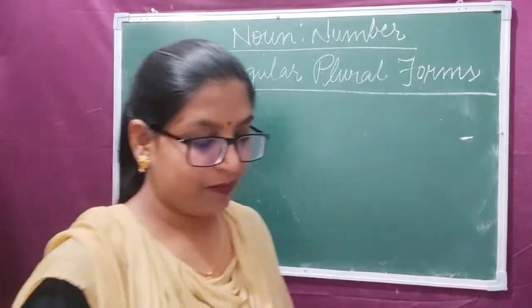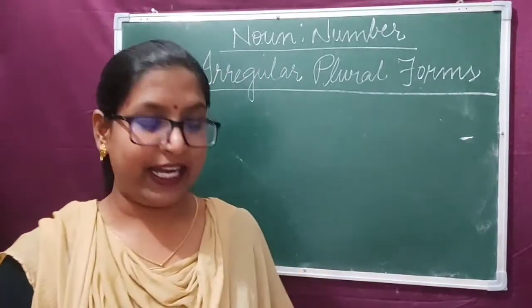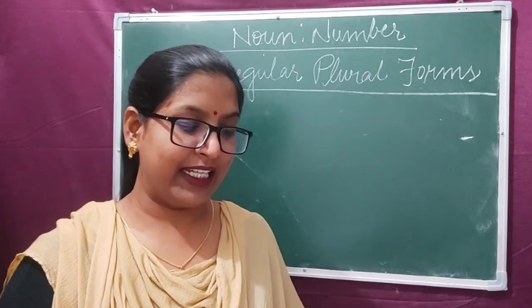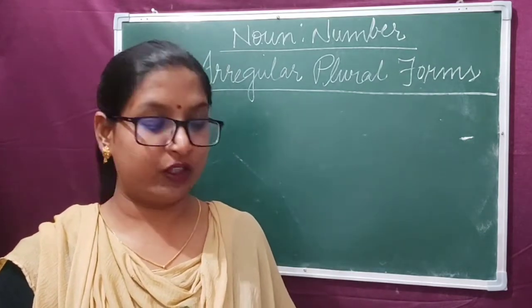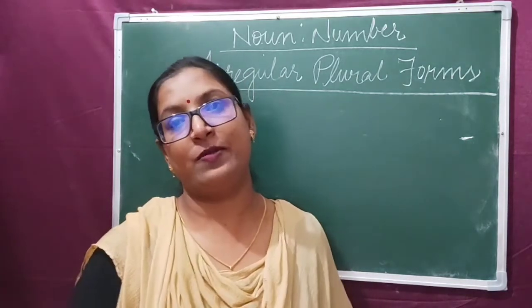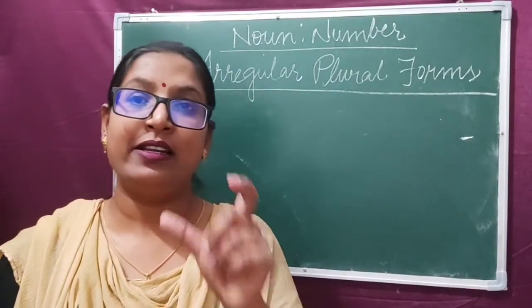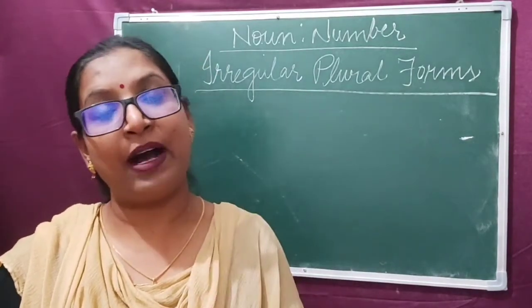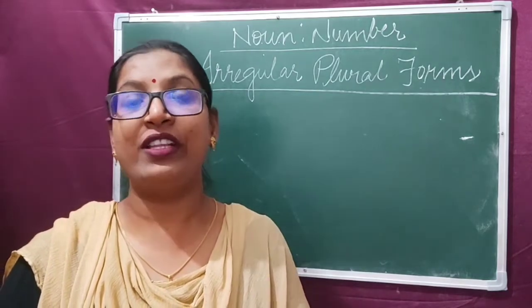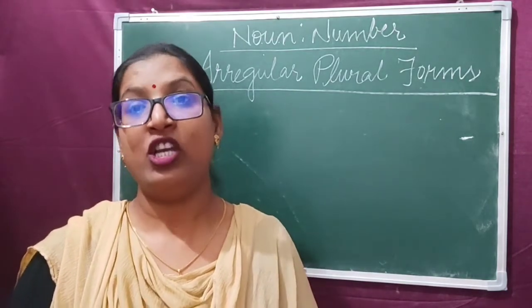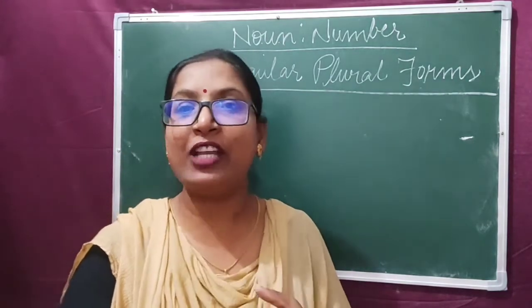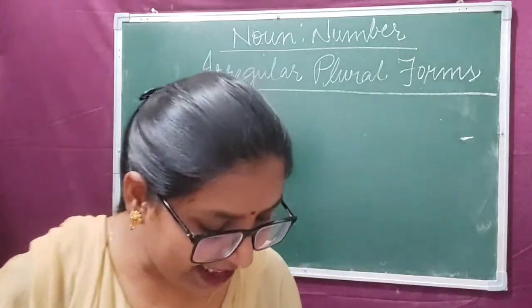Rule number 3. The plural ending s is added to the principal word in compound nouns. When the noun is a compound noun, with a principal word, with a main word, we add s with it.